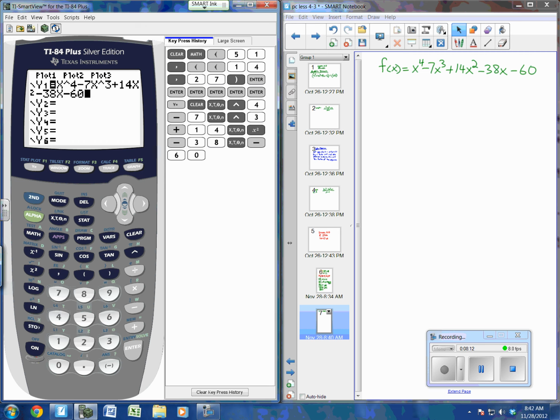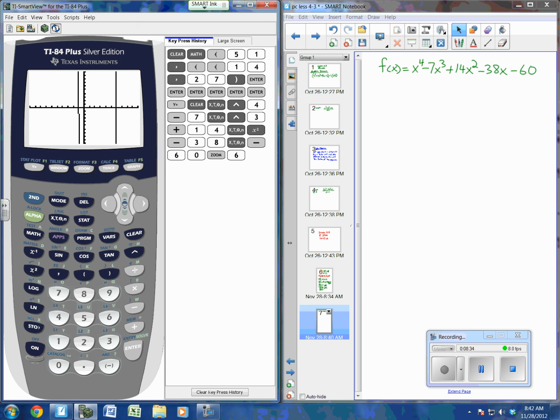So I'm going to graph this on a standard window, so I'm going to hit zoom, and then number 6 is standard, so I'm going to hit 6, and I have a standard window there. I can see at least 2 real zeros, in other words where it crosses the x-axis, just to make it easier to find the zeros when I do this.